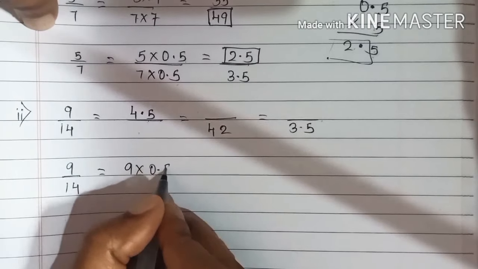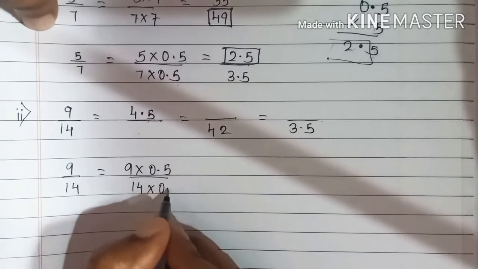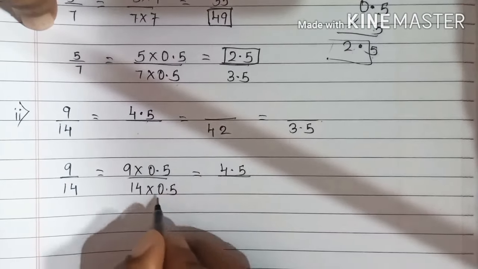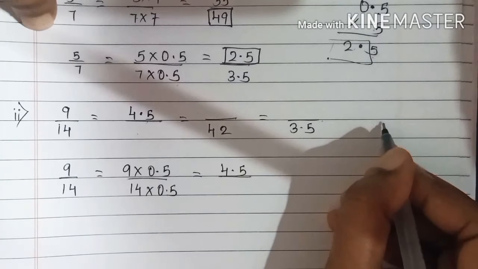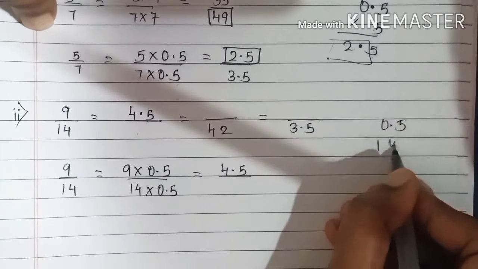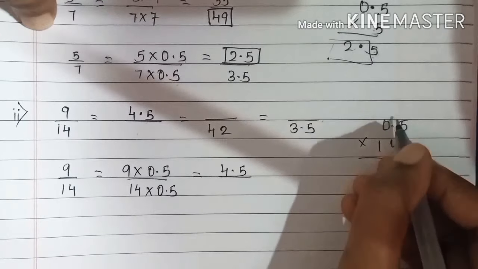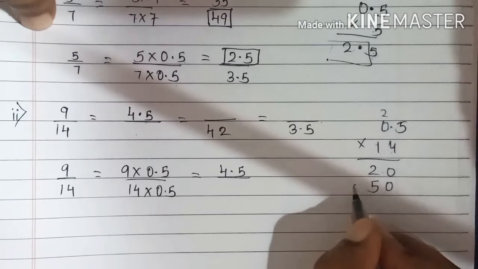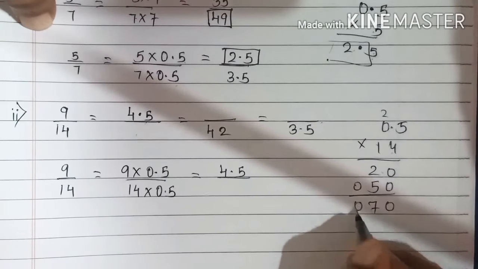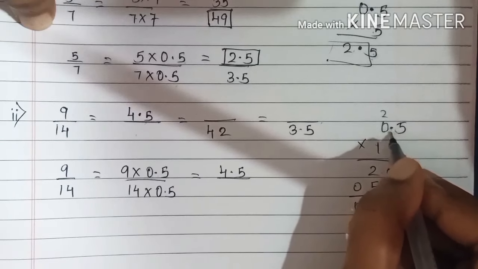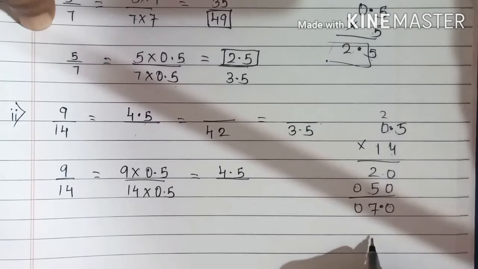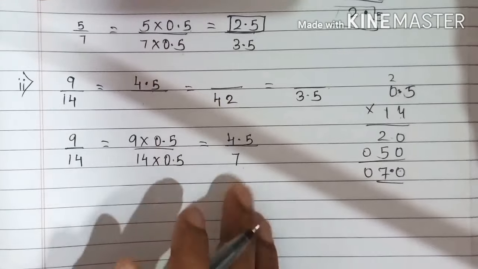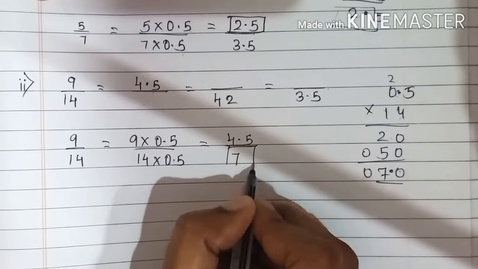9 multiplied by 0.5, 14 multiplied by 0.5. So 9 multiplied by 0.5 will be 4.5. If I multiply 14 by 0.5, let us multiply 0.5 by 14. 4 5s are 20, 0, carry 2. 1 5 is 5, plus 2, 7. Here before one digit we have the decimal point. Put the point here. So this will be 7.0, that is nothing but 7. In this way we have got the denominator over here.